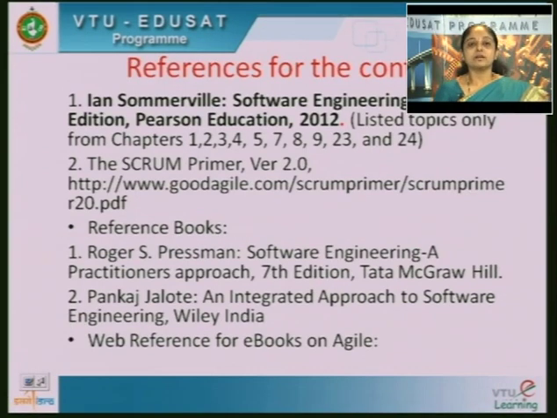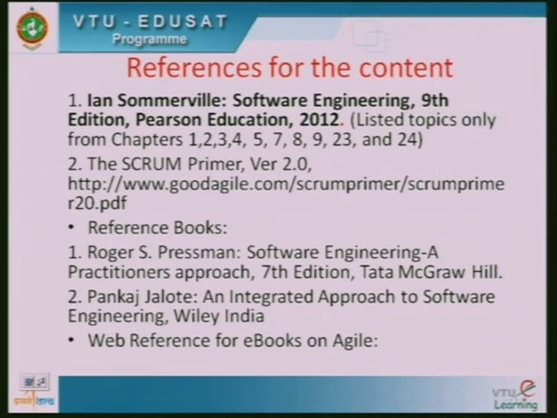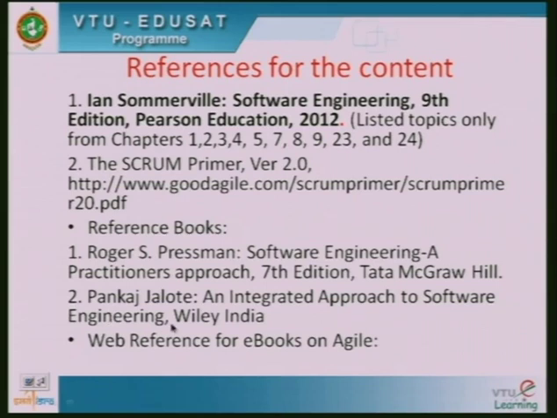So, what are we going to refer to? The VTU prescribes Ian Sommerville's Software Engineering, 9th edition, a Pearson Education publication, which is the main reference for all the content in our course delivery lectures. We are also going to use the Scrum Primer as a web reference for e-books on agile programming. A few of the requirements management and requirements engineering concepts are also taken from reference books such as Pressman and Pankaj Jalote.